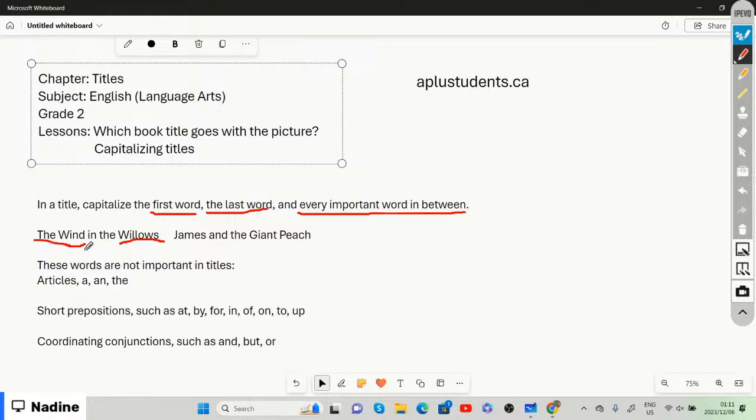So we only capitalize the first word, we capitalize the last word, and we also capitalize every other word in between that we think is important. But words such as coordinating conjunctions or prepositions, we do not capitalize.